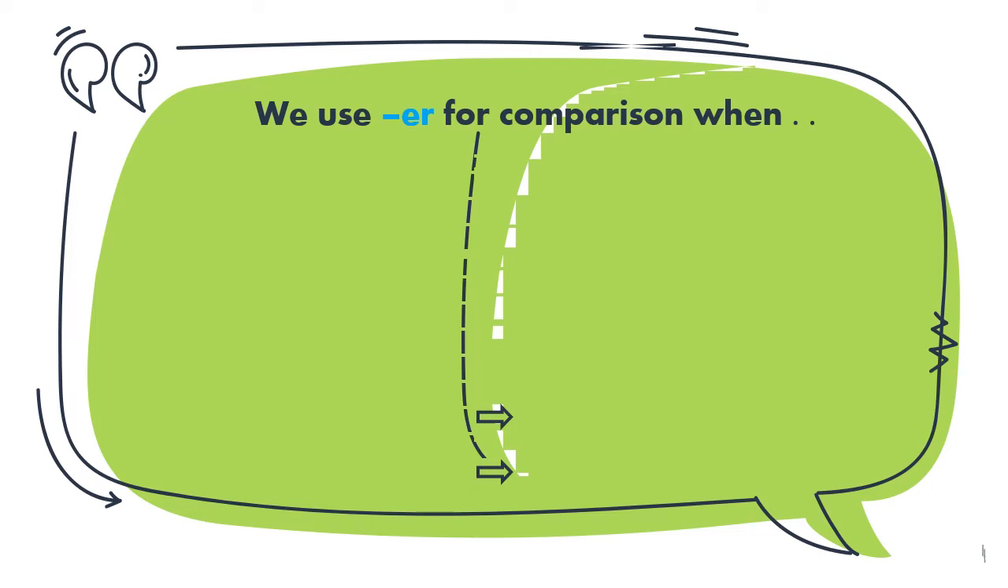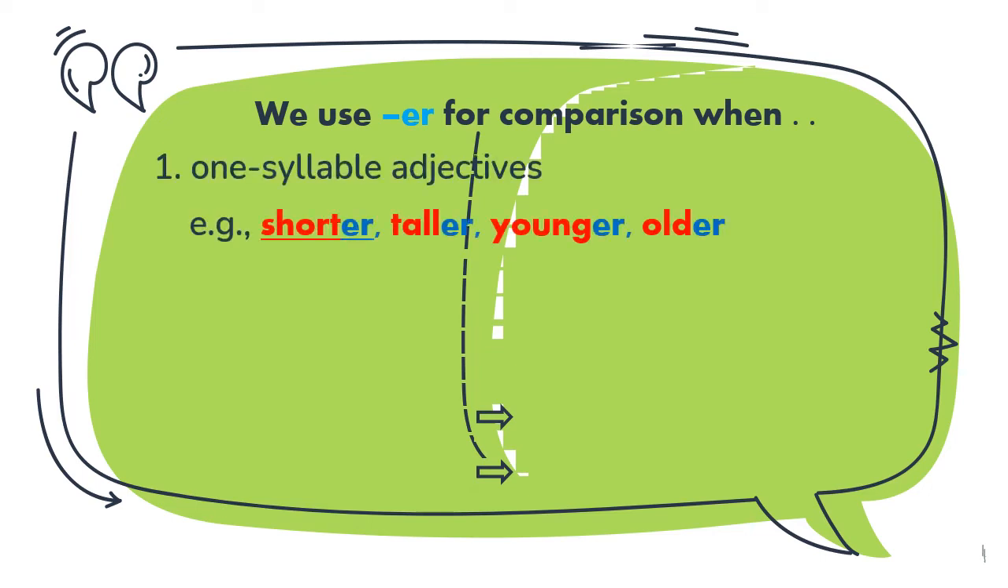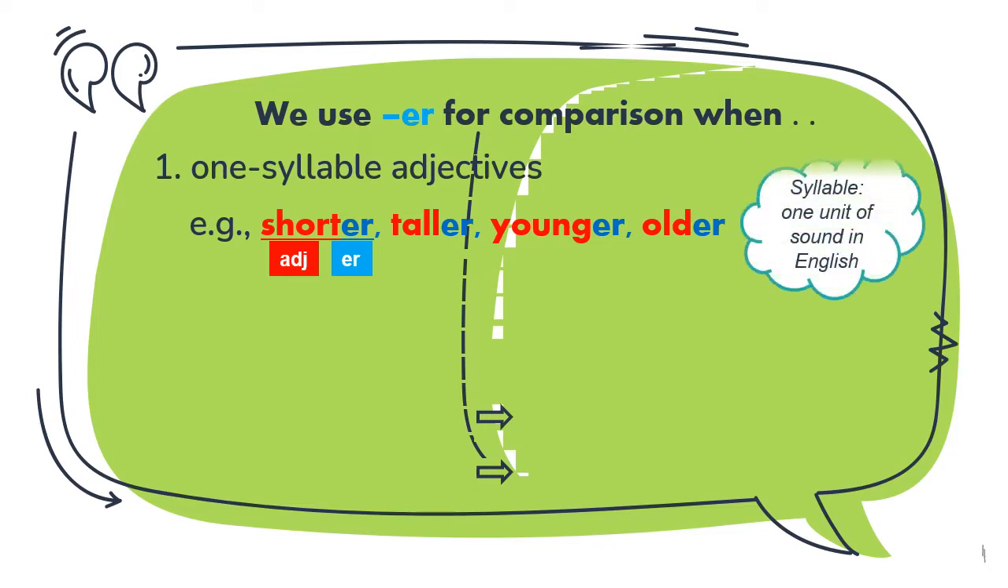So here is the rule of -er for comparison. First, we use -er with one-syllable adjectives. For example, shorter, taller, younger, and older. In the word shorter, we have the adjective short, and it is added by the inflection -er, so it becomes shorter. And then taller, we have the adjective tall, and then it's added by the inflection -er, and it becomes taller.